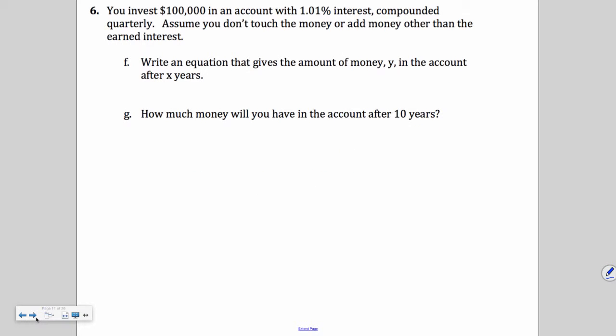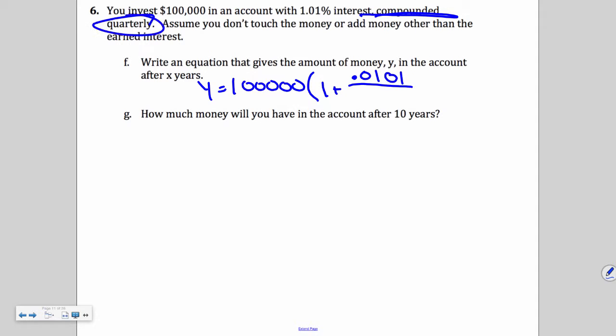In this case, you hear the word compounded. Compounded means that there's an n, so it's going to be y equals 100,000 times (1 plus your rate, written as a decimal, over quarterly, which means n is 4), raised to the 4t. And then how much will be left after 10 years? That is t equals 10, and you solve.